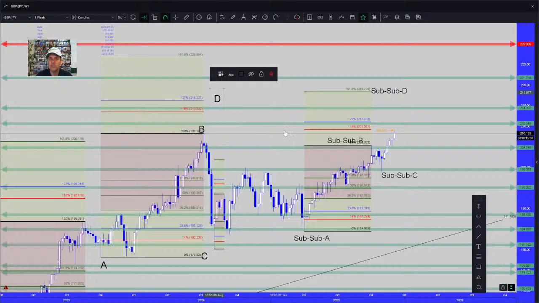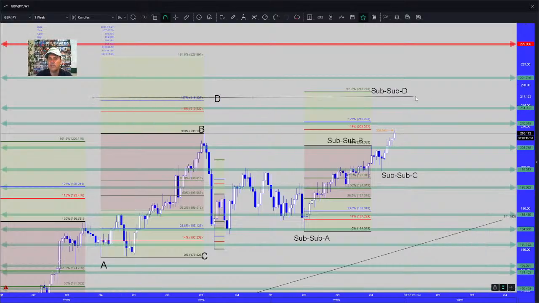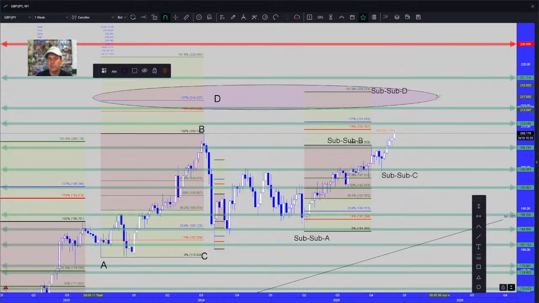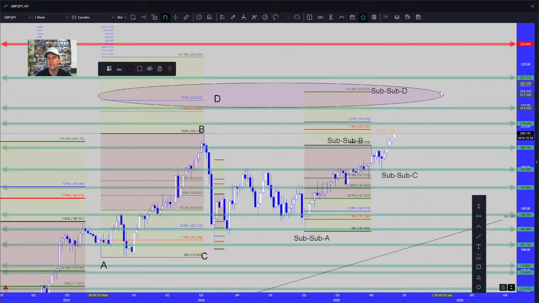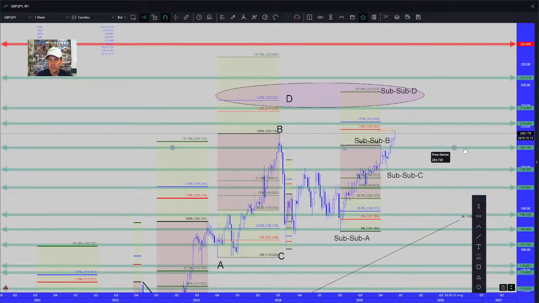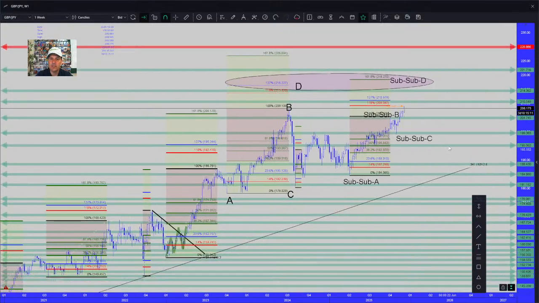Do you see how the sub D extension is almost at the same level as the capital D extension? Isn't this curious, everybody? Isn't this curious how the Fibonacci works?